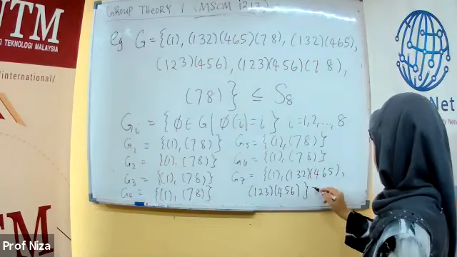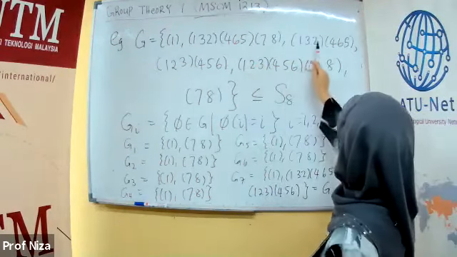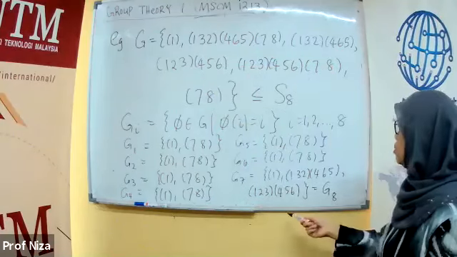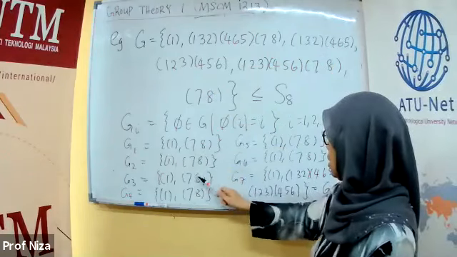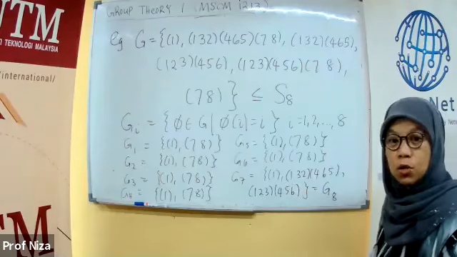And this is also equal to G8, right? Because there's no 8 here, there's an 8 there. So the two are equal. So you can see that G5 and G6 are equal and G7 and G8 are equal.